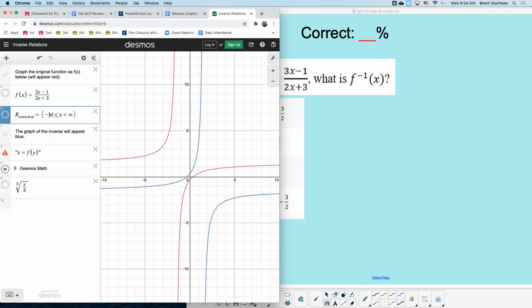So if it doesn't show restriction, it needs to be negative infinity to positive infinity. And it won't matter on the symbols if you put the equal to or not. It'll still graph it just fine. Okay, so remember the red is the original, the blue is the answer.